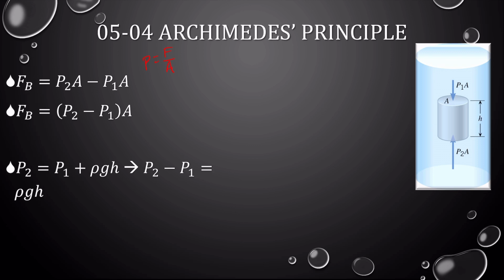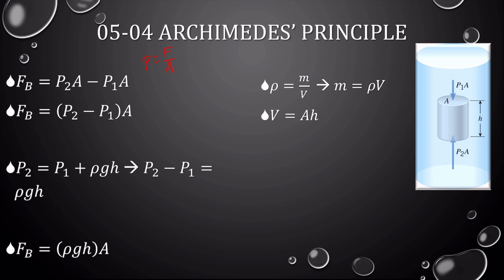Factor out the areas. And then we had before, a couple lessons back, that pressure 2 was pressure 1 plus rho g h. So if I subtract pressure 1, the difference in pressures is rho g h. So our buoyant force is rho g h times A. But density is mass over volume, so mass must be density times volume. And volume is the area of the base times the height.